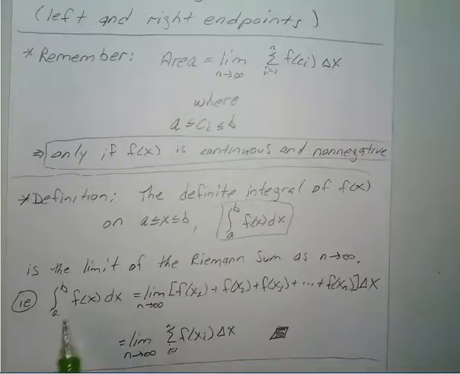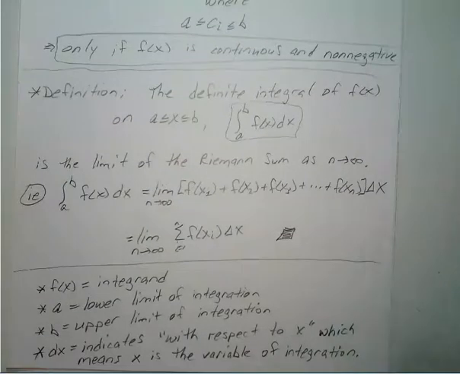Now, for the parts of your definite integral: your function of x is called your integrand. Your a is your lower limit of integration. Your b is, of course, your upper limit of integration. And your dx indicates with respect to x, which means x is your variable of integration. Now, some of you may say, well, that seems kind of obvious.